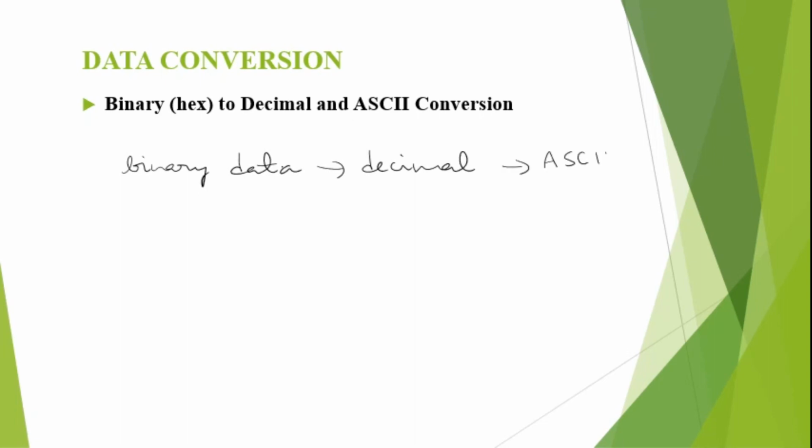To represent this binary data, we can use the hexadecimal form. So the hexadecimal format of the binary data will be converted to decimal form. This is done by dividing the hexadecimal number by 10, by which we will get the decimal equivalent of the hexadecimal number. So let us see an example.